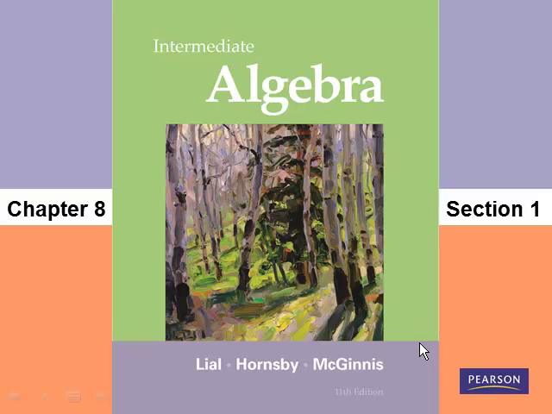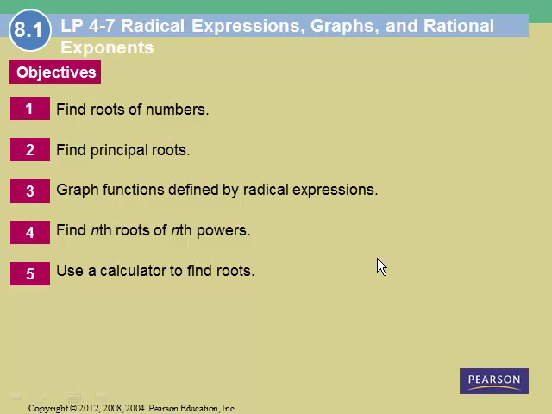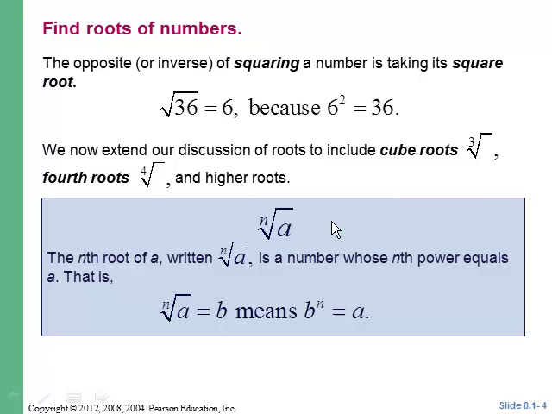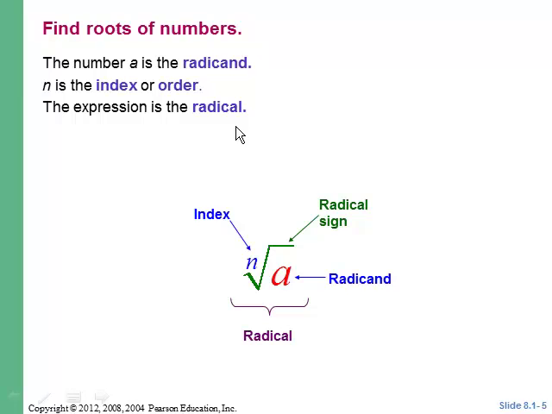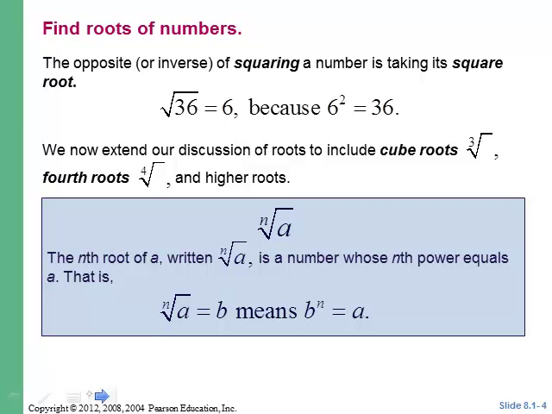All right, we're on Chapter 8, Section 1, which in our learning plans is 4-7. We're going to find roots of numbers, principal roots of numbers, graph functions, and then find the nth roots and powers, and use our calculator. The opposite of squaring, or inverse of squaring, is the square root. So the square root of 36 is 6, because 6 squared is 36.